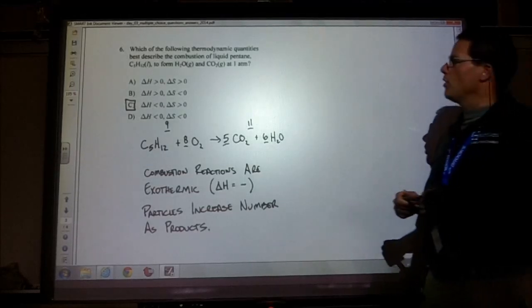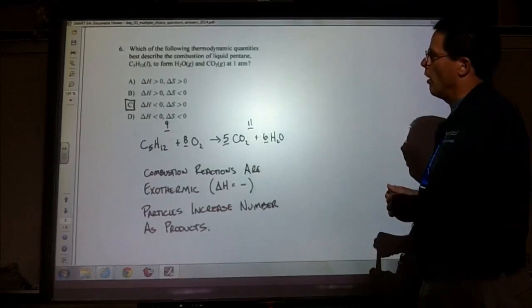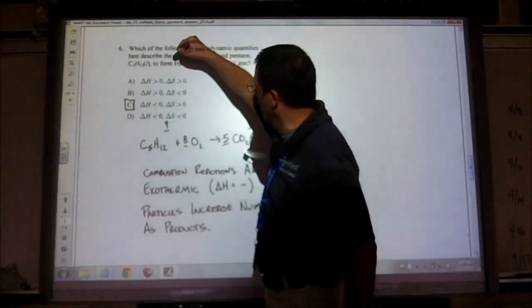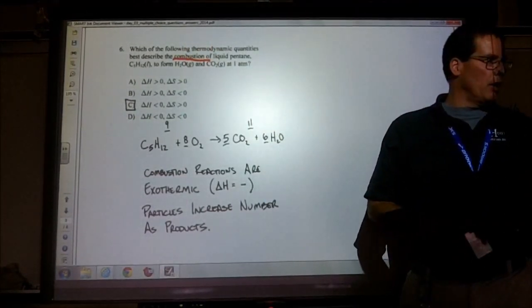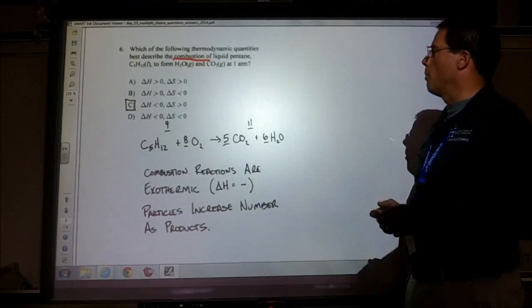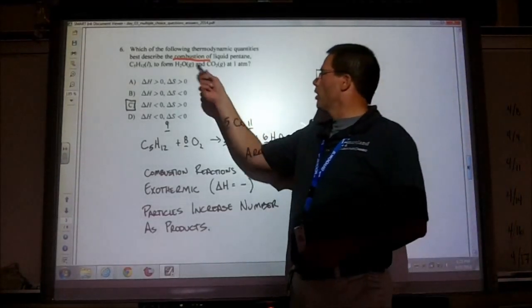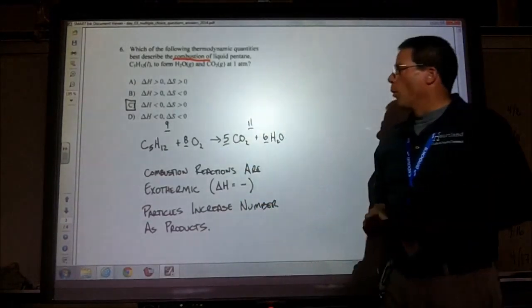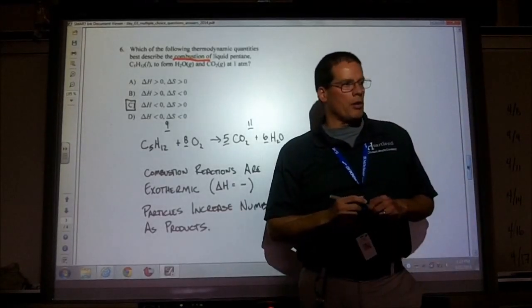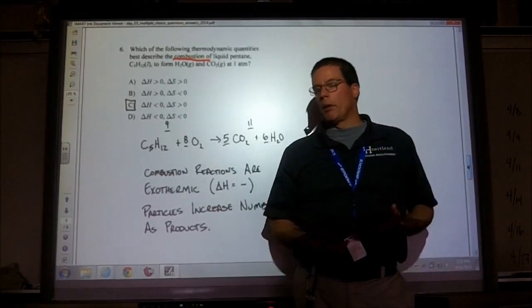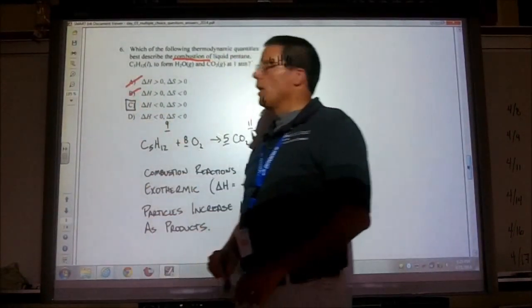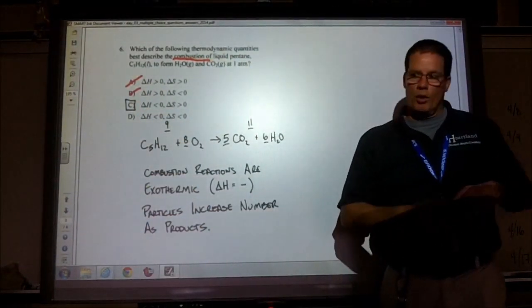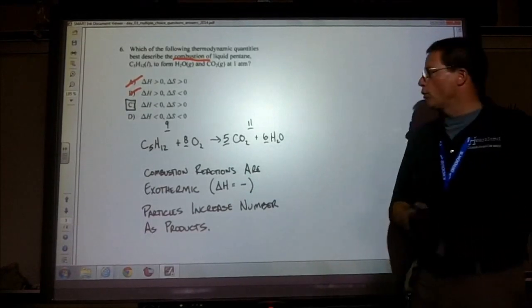Number 6, it says, which of the following thermodynamic quantities best describes the combustion of liquid pentane? Do we care about liquid pentane? No, it's just pentane. But the combustion of that forms carbon dioxide and water. So we know that all combustion reactions are exothermic. It's going to lose energy. So right off the bat, you can get rid of A and B. They're not absorbing energy, they're losing energy. That's why we use it as a heat source.